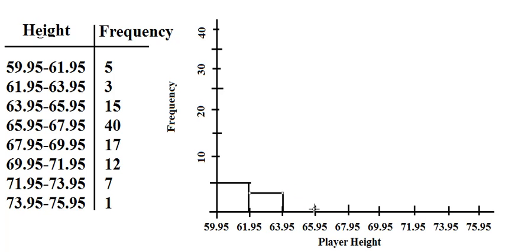And so we'll draw another bar. It's 15 units high. The next bar, because there are 40 observations between 65.95 and 67.95, that bar should be 40 units high.